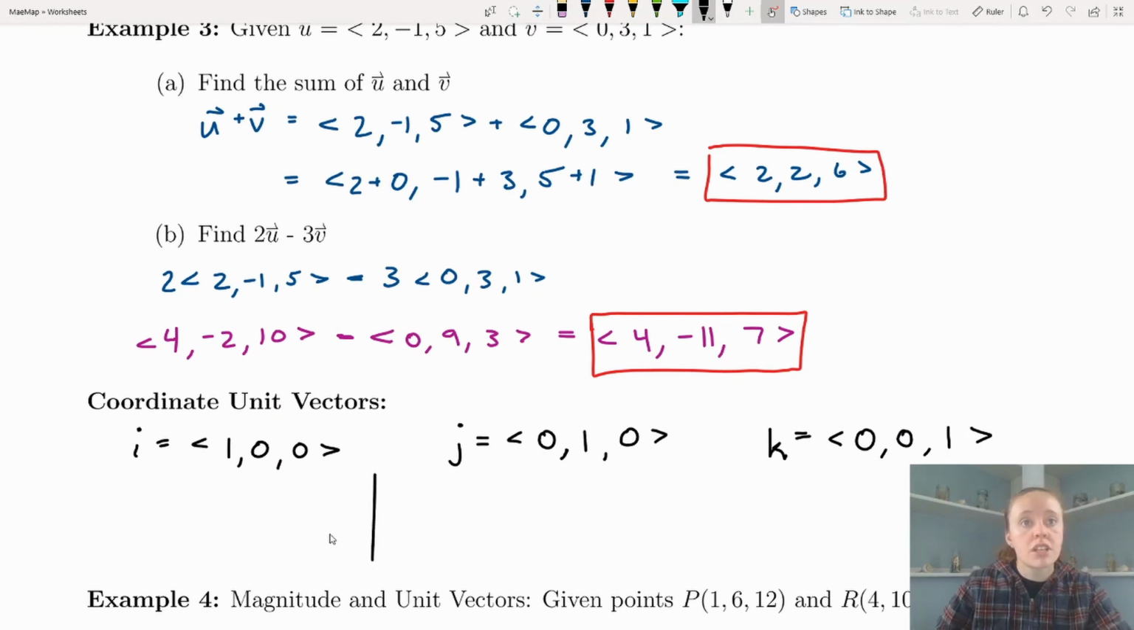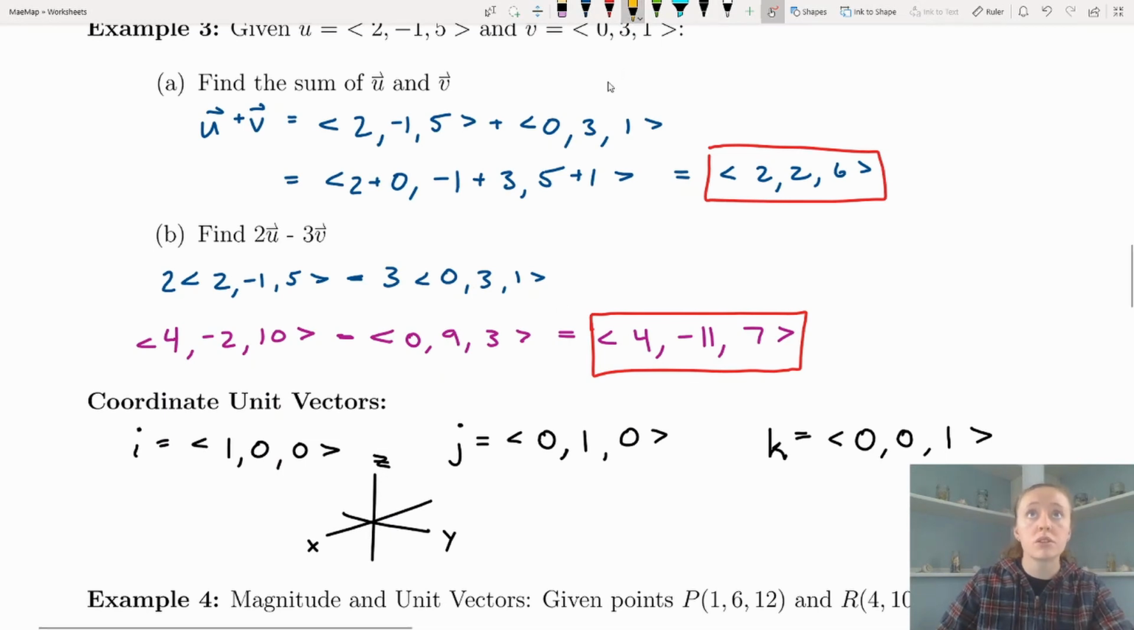So if you can envision these vectors in 3 dimensions, here's my y-axis, x-axis, z-axis, remembering to label accordingly to the right-hand rule. If I started all of these vectors at the origin, i would be 1, 0, 0, j would be 0, 1, 0, and k would be 0, 0, 1.